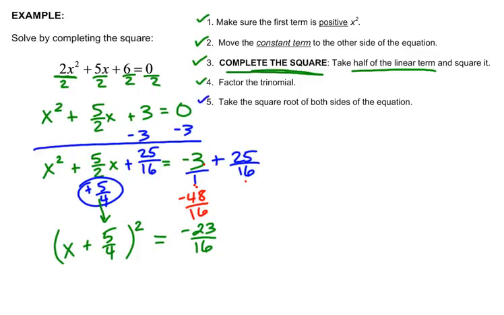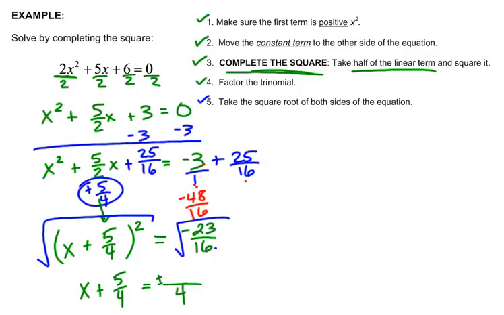We're going to take the square root of both sides of the equation. And that's going to give us a little interesting situation in this case because we do have a negative number. But on the left side, we're left with x plus 5/4. On the right side, I'm going to take the square root of the bottom, and remember we're going to get plus or minus. We take the square root of 16. Square root of 16 is 4. And then we take the square root of -23.